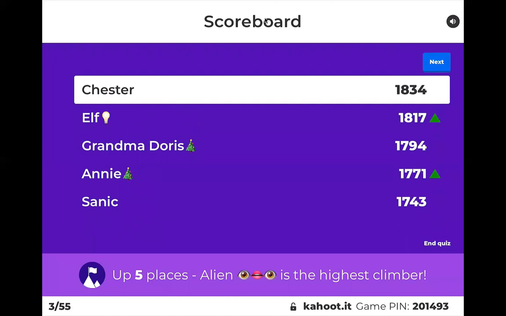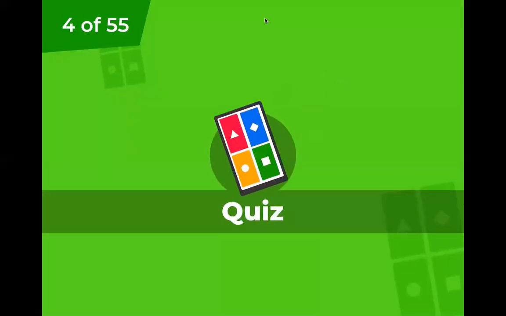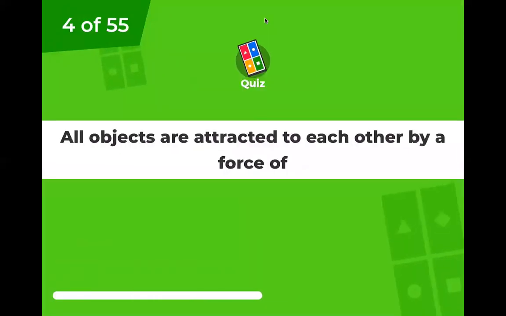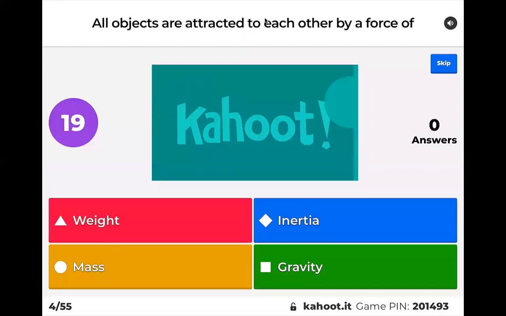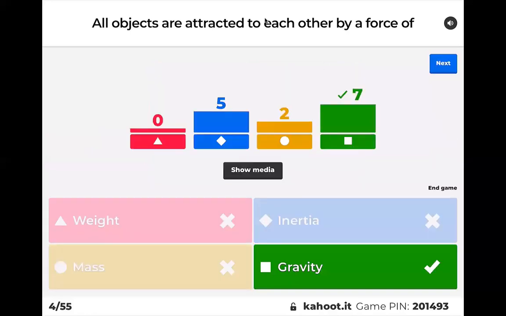Oh, we've got Elf. That's a nice little. Okay. All objects are attracted to each other by a force of weight, mass, inertia, or gravity. Hopefully we get this one. Yes, gravity.